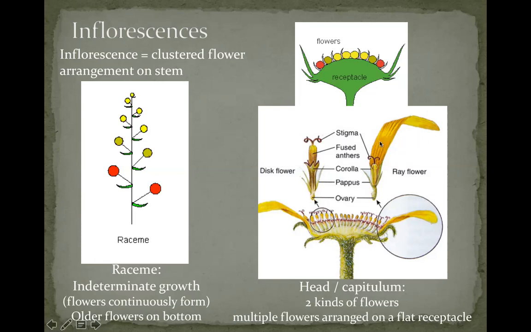And then if you look at the ray flower, here's the stigma once again with the fused anthers, and then your ovary in the bottom. So usually the style will be right about here, but it's typically going to be hidden by the anthers. But yes, sunflowers are a conglomeration of multiple flowers.